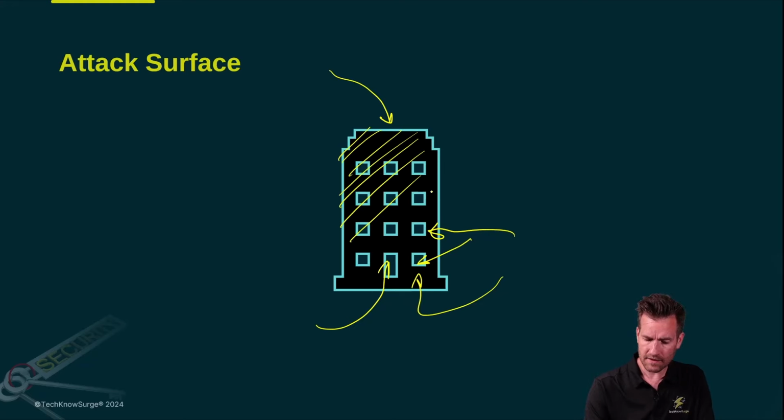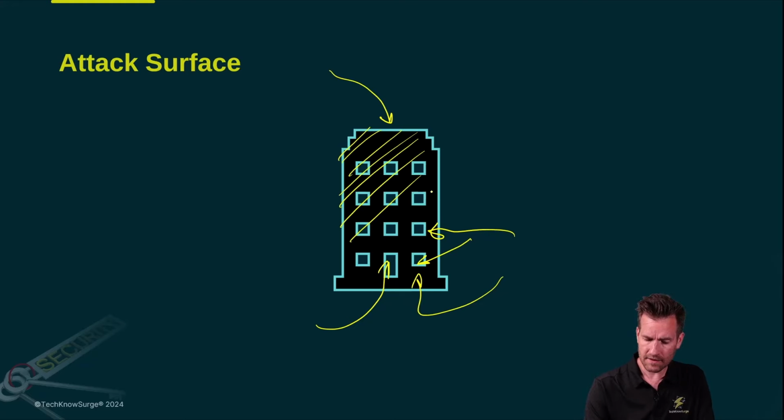The attack vector would be the specific way that we chose to break into it. So if we were to access this building through a window, then that would be our attack vector. If it's through the door, that would be the attack vector. Rooftop access, then that would be.